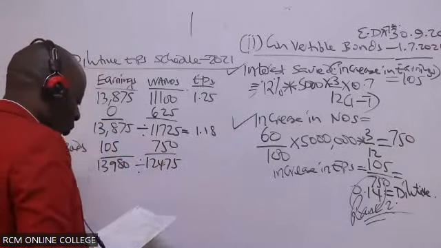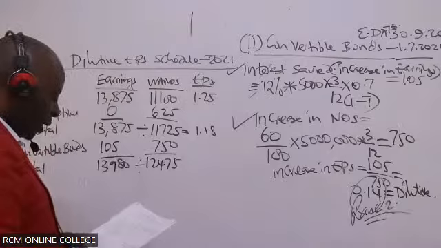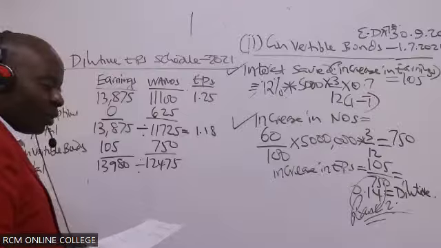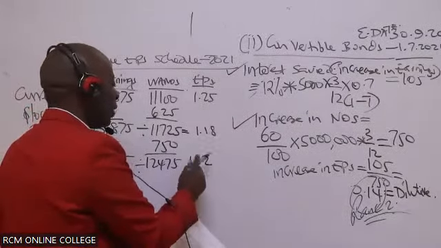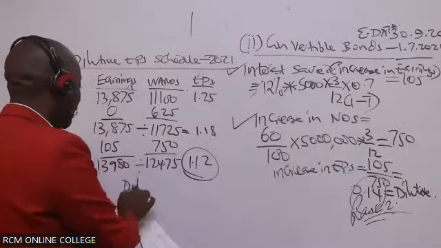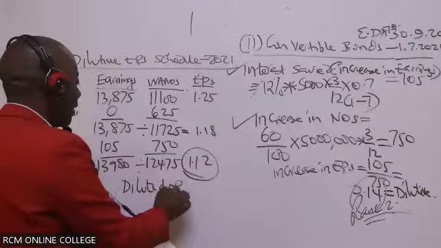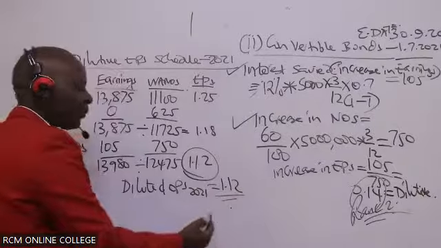You divide the two, you should be able to give me the most diluted EPS. Which will give me what figure? Somebody here, 1.12. Thank you very much. And the very lowest becomes the diluted EPS 2021 equals 1.12.